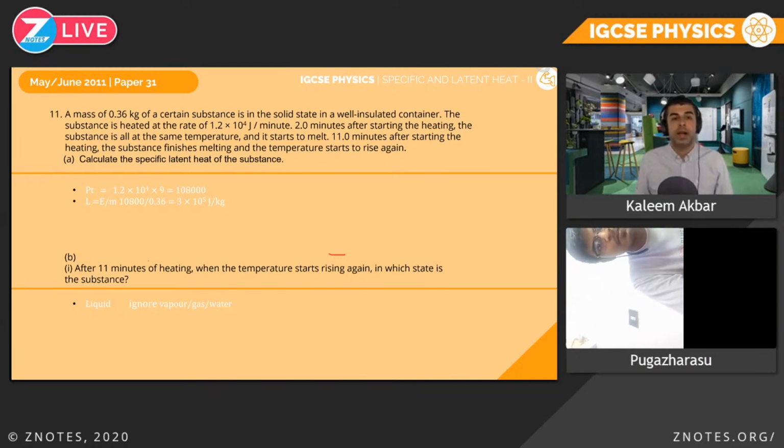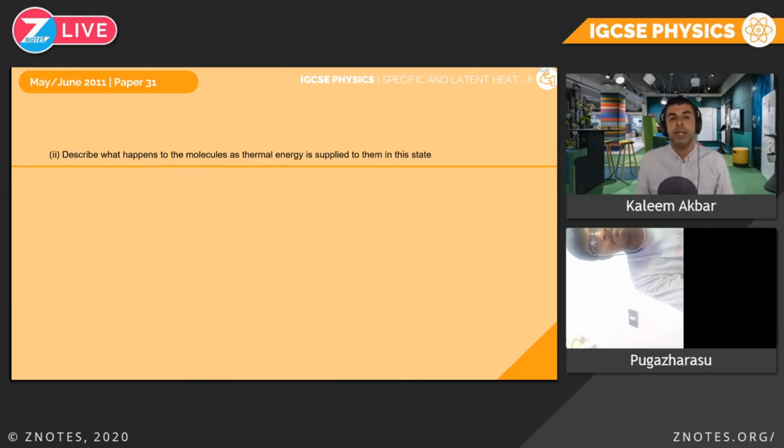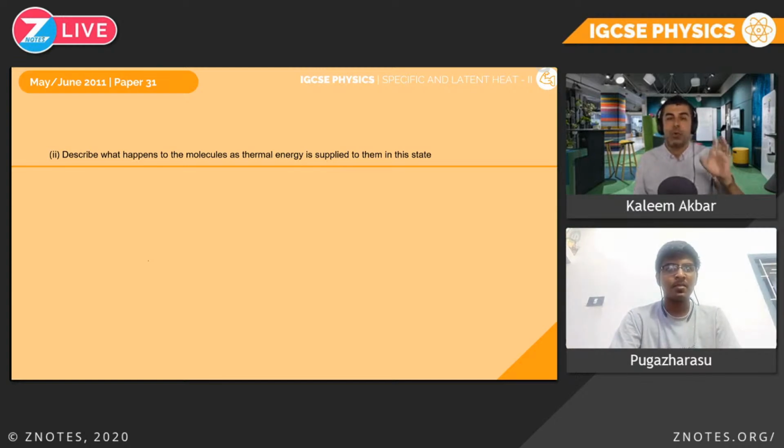And then finally, describe what happens to the molecules as thermal energy is supplied to them in this state. Now remember, whilst it is solid, it vibrates. Whilst it's melting, there is no more vibration. The energy is used to overcome the forces of attraction. Now you've turned into a liquid. What's going to happen? The kinetic energy increases again. So basically it's going to move around more rapidly. Why? Because it's flipping and sliding now.